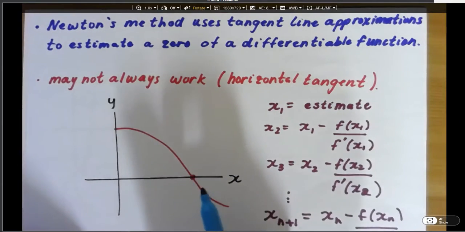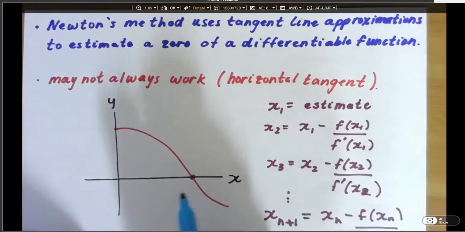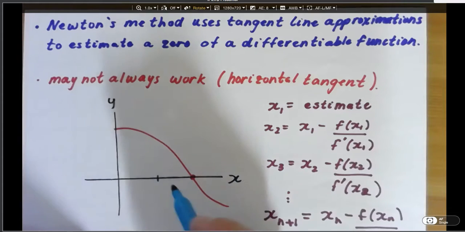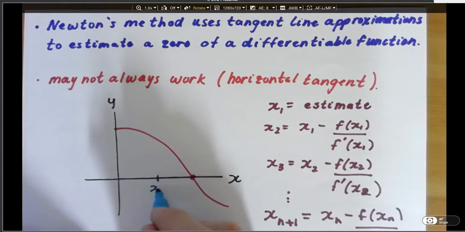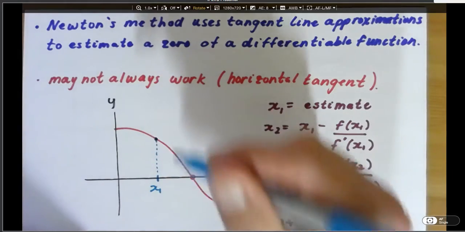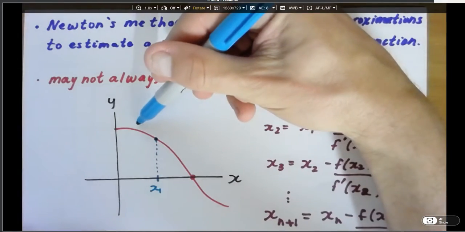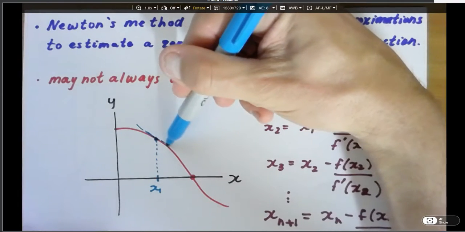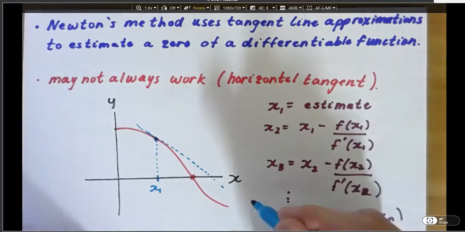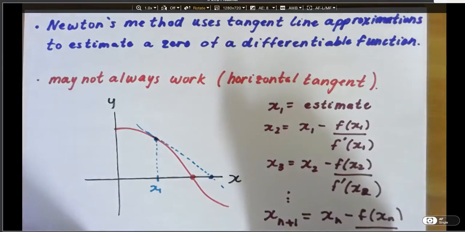Say it's right here. What we get to do is pick our first estimate, maybe right here, and this is our x sub 1. Then we go up and it hits our graph and it's not a zero, but we get this nice tangent line approximation. So we draw a tangent line here, and it goes down and we get this other zero. Now it's getting pretty close.